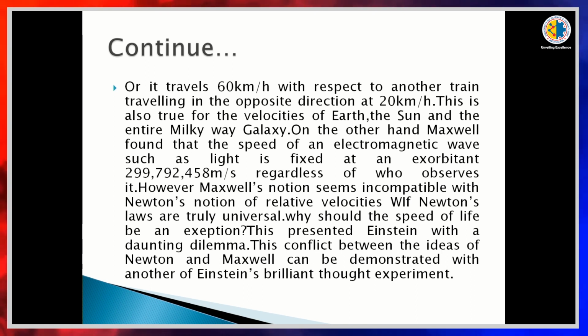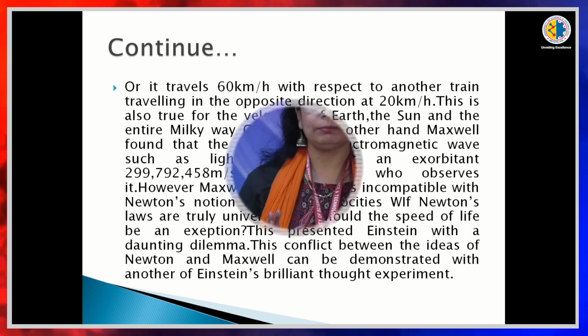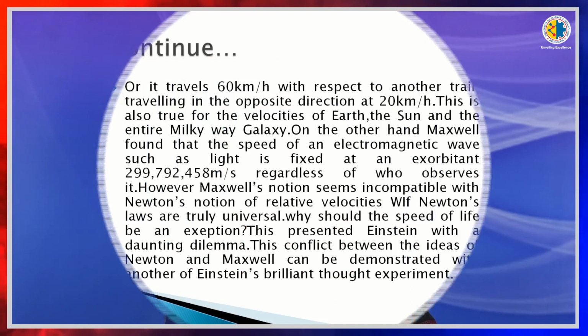So, three trains he considered. One is moving with a velocity of 20 km per hour; with respect to one observer he said it is moving at 60 km per hour, and for the one in the opposite direction, he says it is 40 km per hour. So, which opinion is correct? He thought there must be one important point why this happens, because every observer says a different velocity. This is also true for the velocities of Earth, the Sun and the entire Milky Way galaxy.